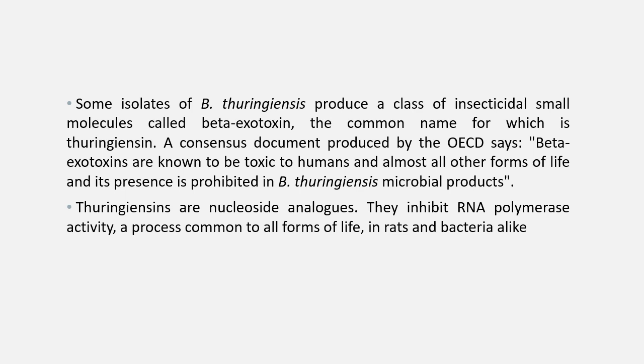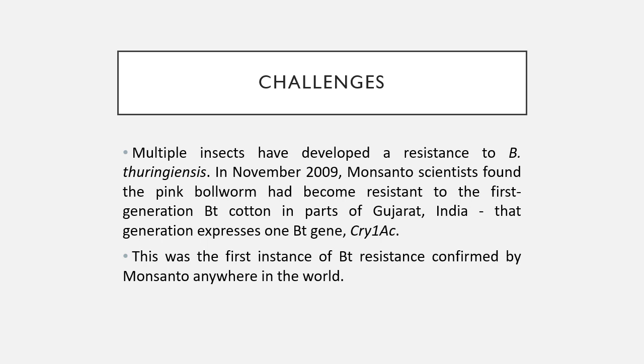Some isolates of Bacillus thuringiensis produce a class of insecticidal small molecules called beta exotoxin, the common name for which is Thuringiensin. A consensus document produced by the OECD says beta exotoxins are known to be toxic to humans and almost all other forms of life, and its presence is prohibited in Bacillus thuringiensis microbial products. Thuringiensins are nucleoside analogues. They inhibit the RNA polymerase activity, a process common to all forms of life, in rats and bacteria alike. So what are the challenges involved in this Bt protein?